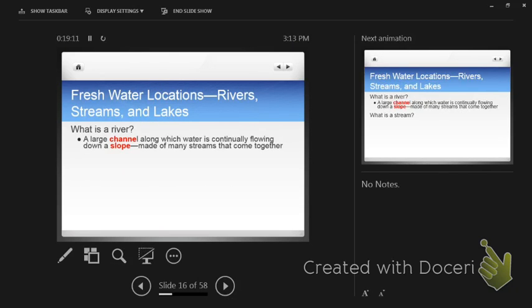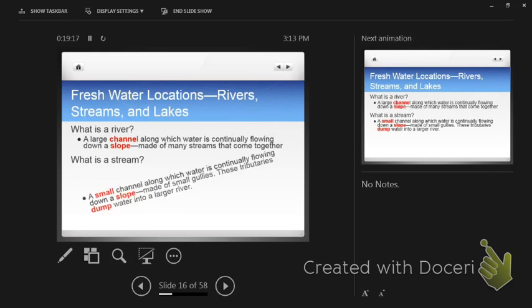Now, a river is just a channel in which water is constantly flowing, and the speed is again based on the slope. A stream.